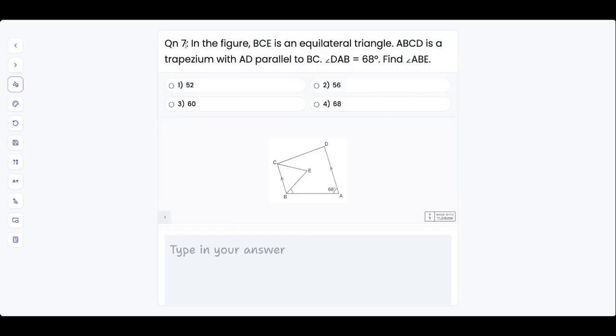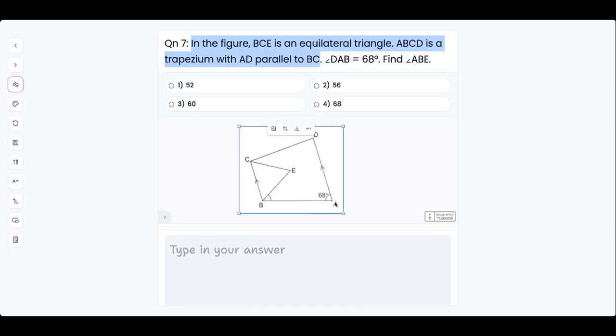Question number 7. In the figure, BCE is an equilateral triangle. ABCD is a trapezium with AD parallel to BC. So you see AD over here. AD is parallel to BC. Then DAB is 68 degrees. Find ABE. So ABE is this one over here.